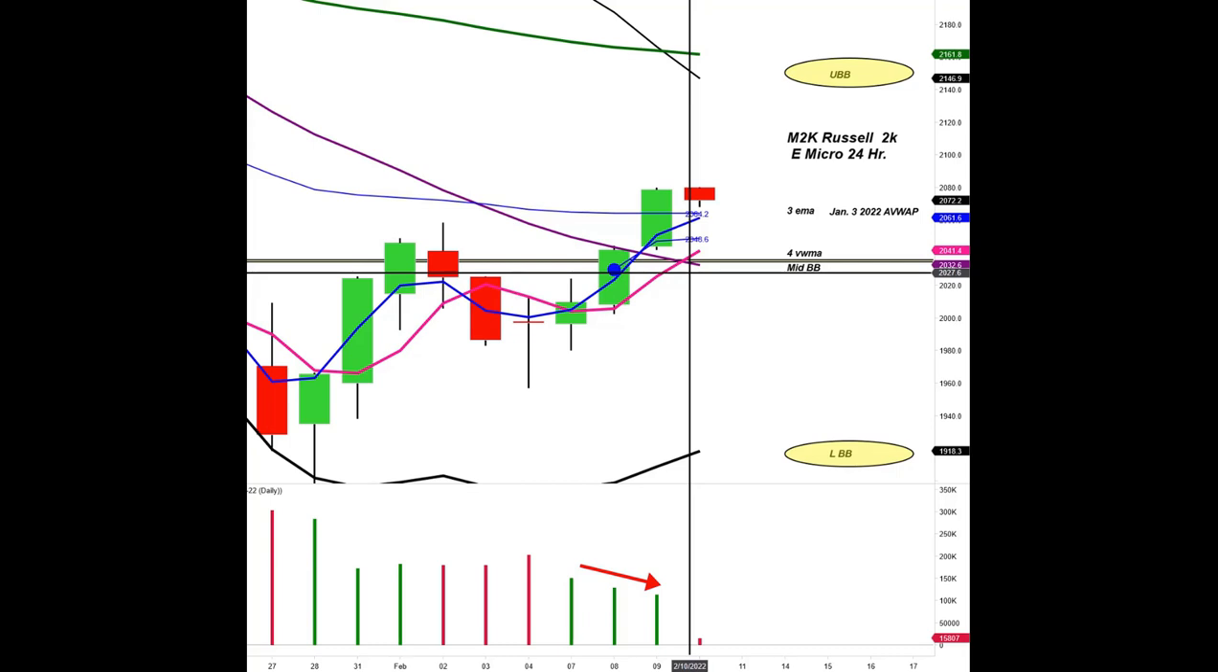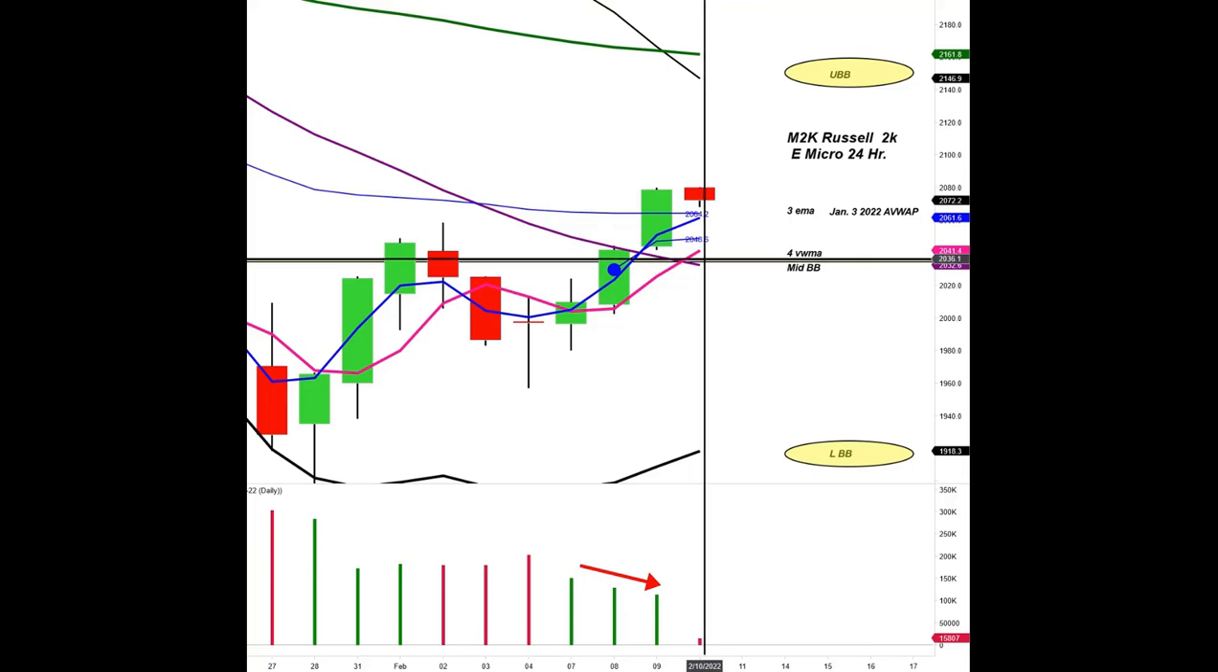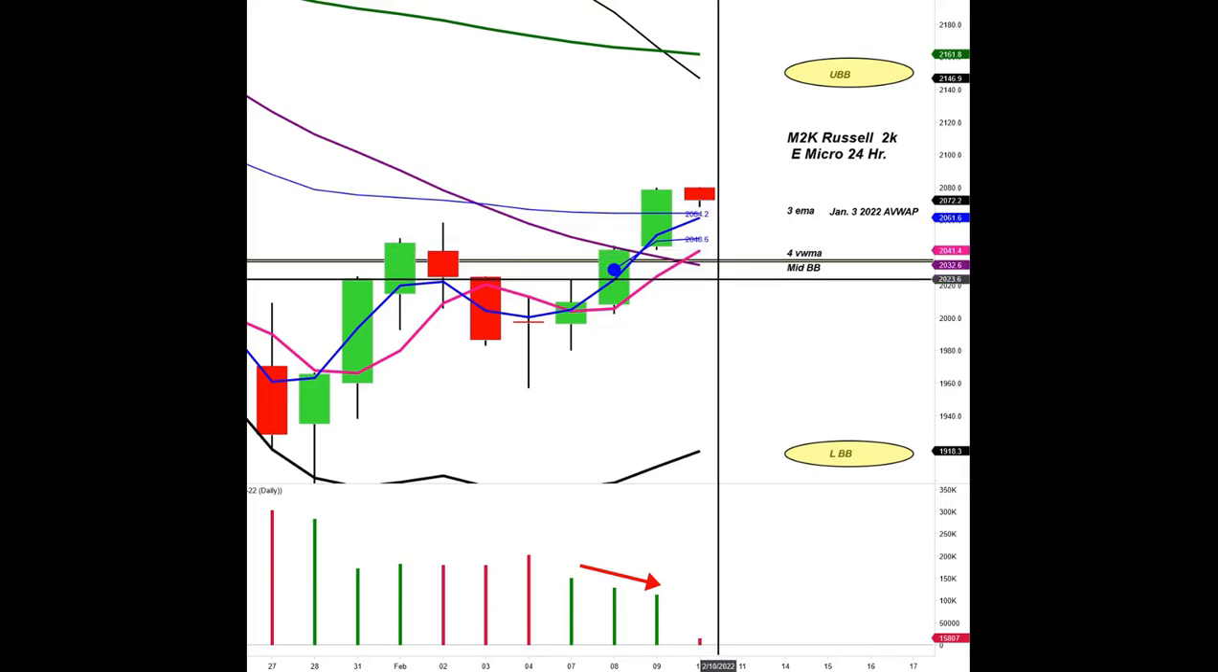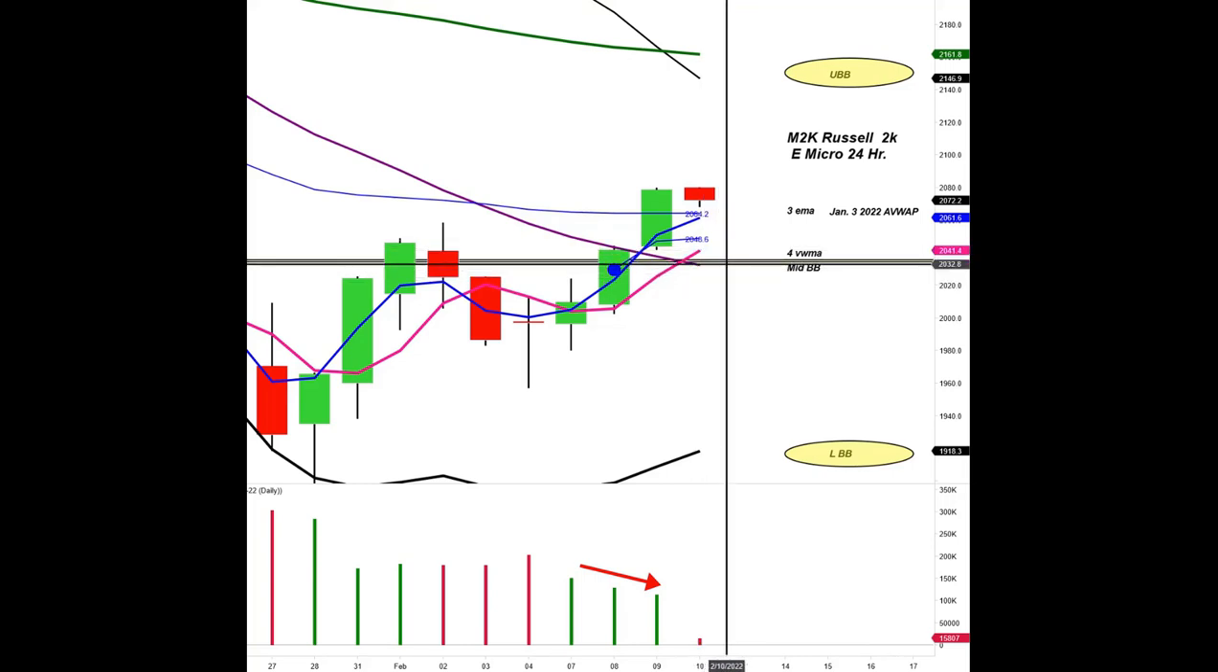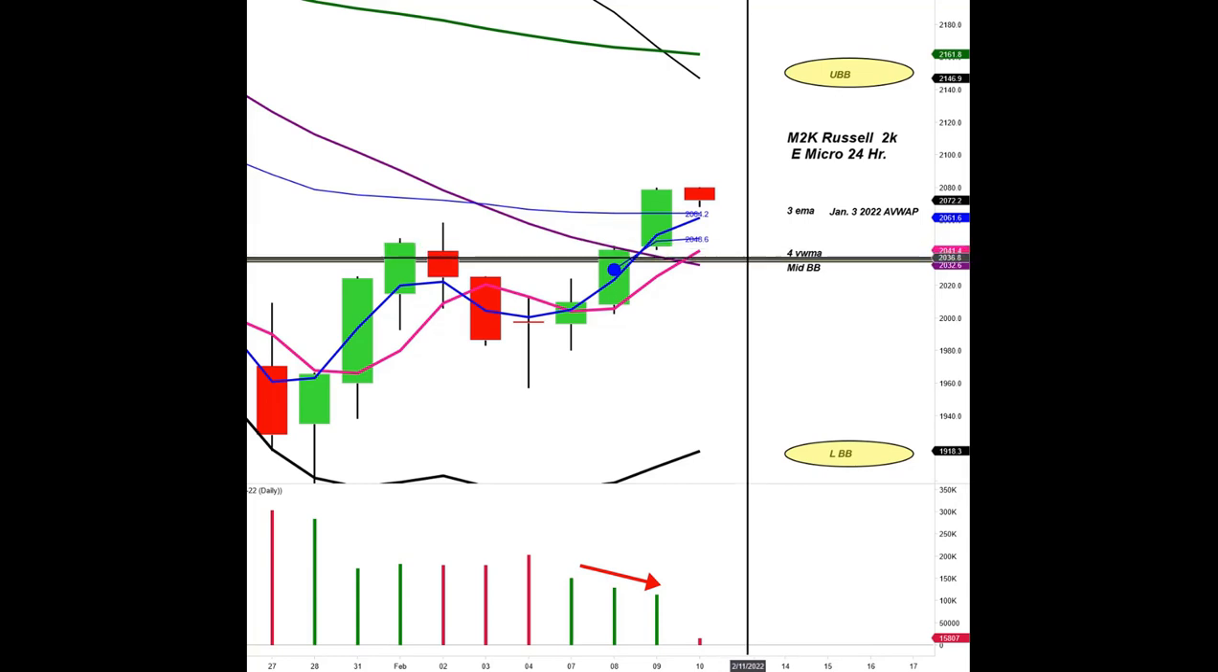I'm not saying price is going to revert back to it, but I'm just interested because of the confluence and how close the 4 volume weighted moving average is to the mid.